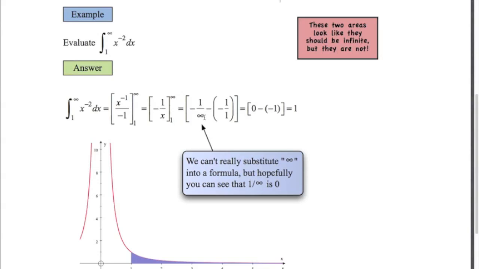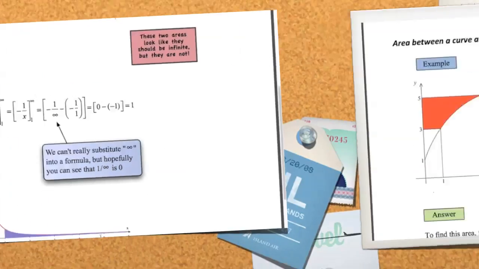Now I really can't substitute infinity into the formula, but what you can see is that 1 over a really, really huge number is really close to 0. So 1 over 10 billion, billion, billion, billion. If you put that into your calculator, you'll see that number is very, very close to 0. So this thing here, we're just going to say is 0. Minus minus 1 is just 1. So that area there is exactly 1.